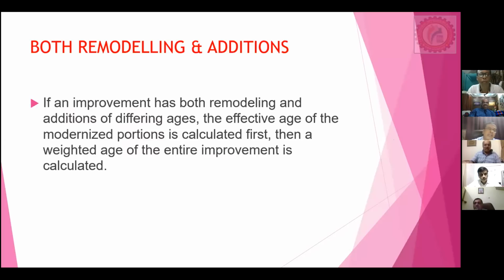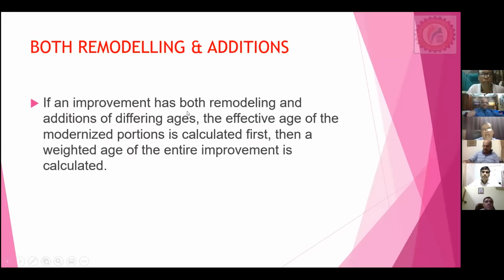That means it's a partly completed and partly renovated property, with additions and remodeling done in different years. Am I right, sir? Yes, sir. Correct. In such cases, how do we make an adjustment? I understand, sir. You use the same methodology.